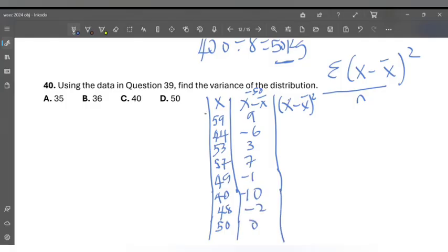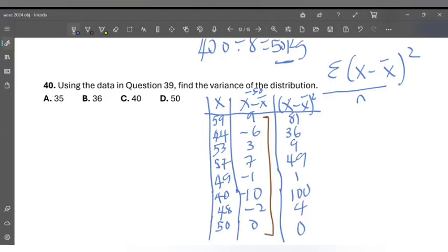For the third column, (x minus x bar) all squared, I just need to square the results I have in this column. So my (x minus x bar) squared will be 81. This is 36. 3 squared is 9. 7 squared is 49. Minus 1 squared is 1. Minus 10 squared is 100. Minus 2 squared is 4. And 0 squared is 0.